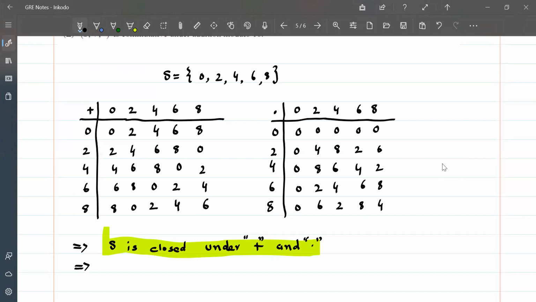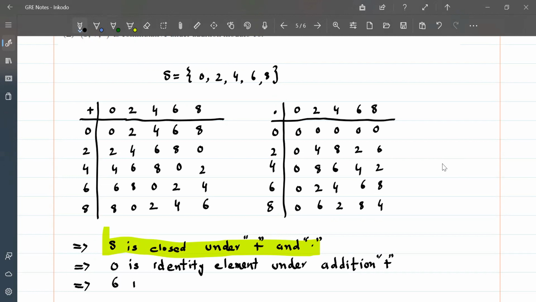Now we analyze the second thing: zero is the identity element under addition. Here you can see that if we add zero to any element, we get the same element. So it means zero is the identity element. And you can say that six is the identity element under multiplication, because 6 times 0 is 0, 6 times 2 is 2, 6 times 4 is 4, 6 times 6 is 6, 6 times 8 is 8, and 6 is the identity element under multiplication.